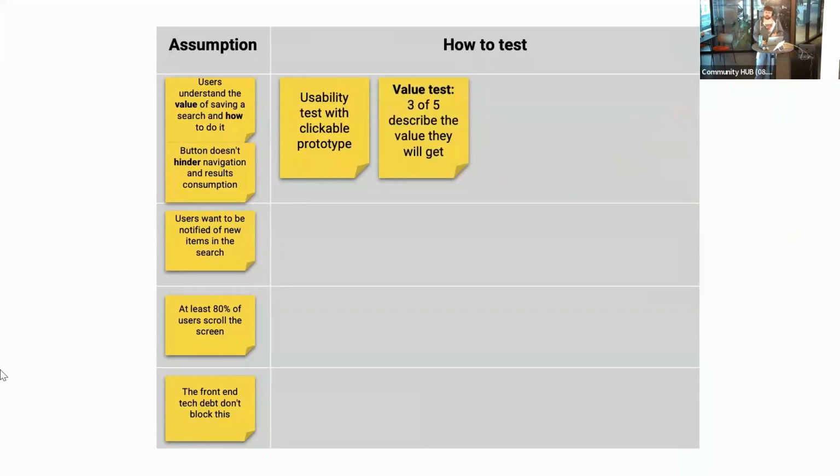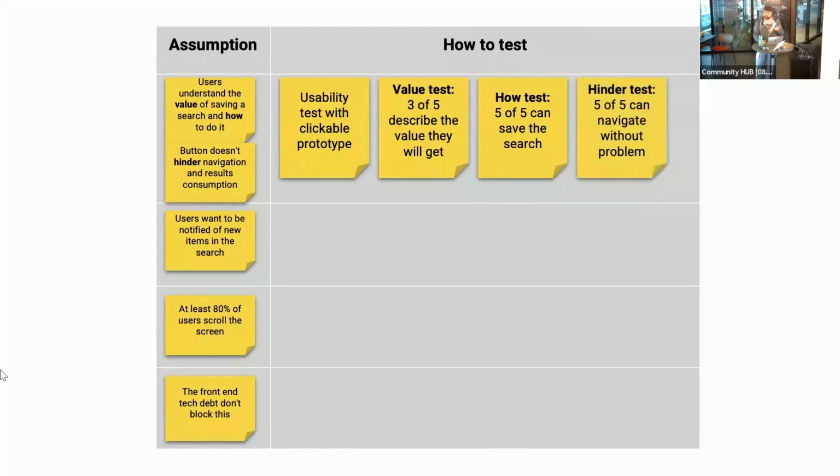Value tests. So we decided that 3 out of 5 should describe the value that they will get by saving a search, so they understand how to do it, and that 5 out of 5 can actually save the search on the prototype. And the hinder tests, 5 out of 5 can navigate on the prototype without a problem, even with the floating button. The other assumption, users want to be notified of new items in the search. So we just sent a manual push notification to users that repeated the same search. We just did a one-time thing manually.